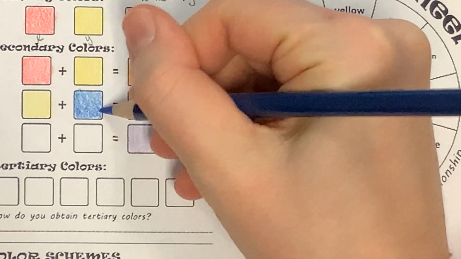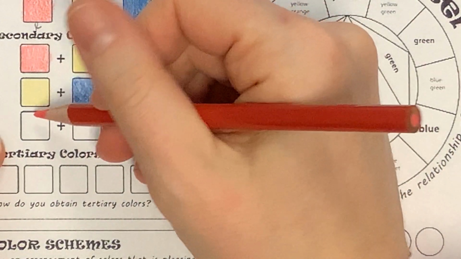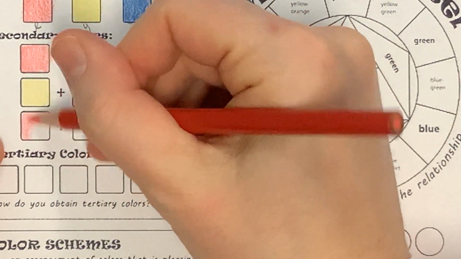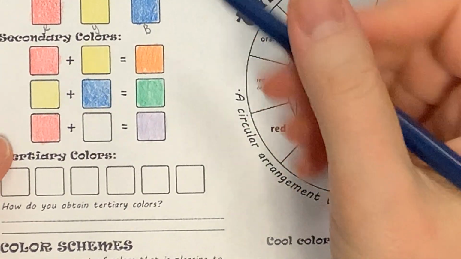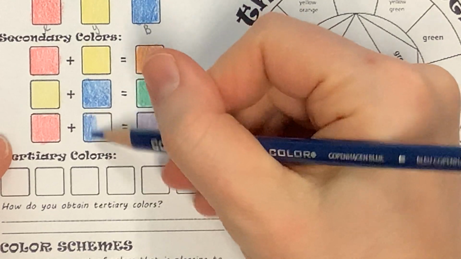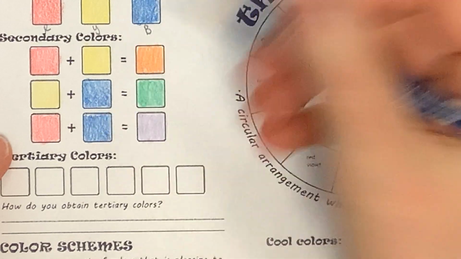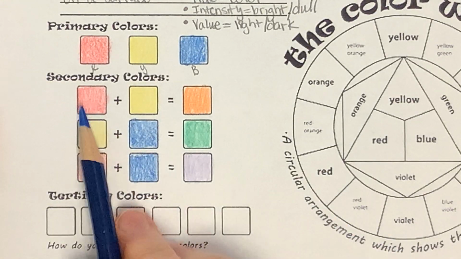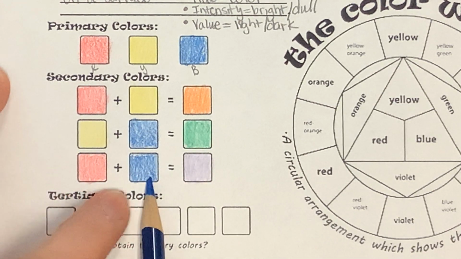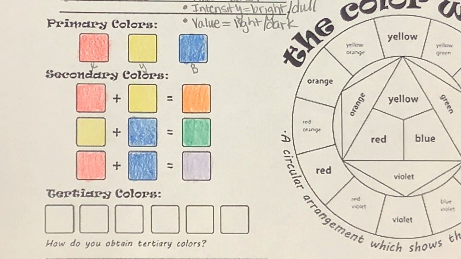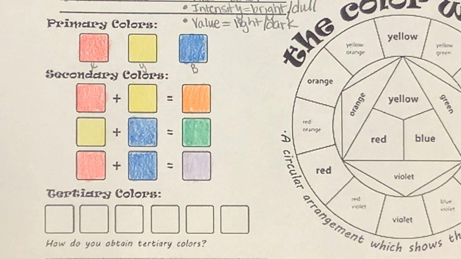And check your coloring, make sure it looks nice and neat. And then my last set is going to be red and blue, which make violet. Let's just double check. So red and yellow makes orange, yellow and blue makes green, and red and blue make violet. So this is pretty elementary level. These are things that you should know by the time you leave 5th grade, right?